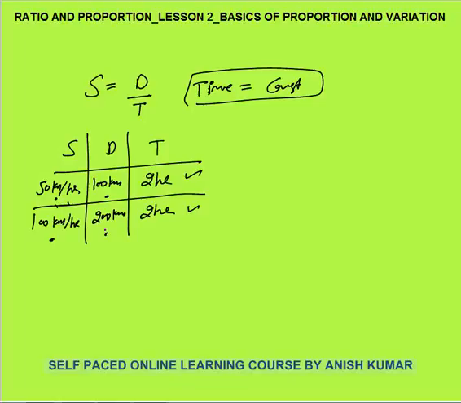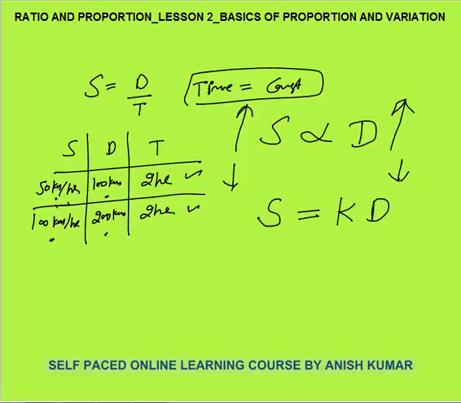It means they are in direct relation. So speed varies directly with distance. If you increase speed, the distance will also increase. If you decrease speed, the distance will also decrease. And how to make this an equation? Speed will be equal to k times d. Here the constant will finally come 1 by t. And then the formula will become speed is equal to distance upon time. So that is the meaning of inverse and direct variation.